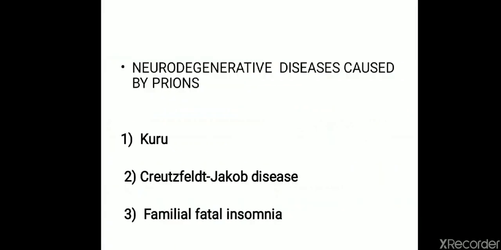So this abnormal prion protein produces neurodegenerative diseases. Let's see some examples of neurodegenerative diseases produced by this abnormal prion protein. The first one is Kuru, the second one is Creutzfeldt-Jakob disease, and the third one is fatal familial insomnia. So these are the examples of prion diseases seen in humans.